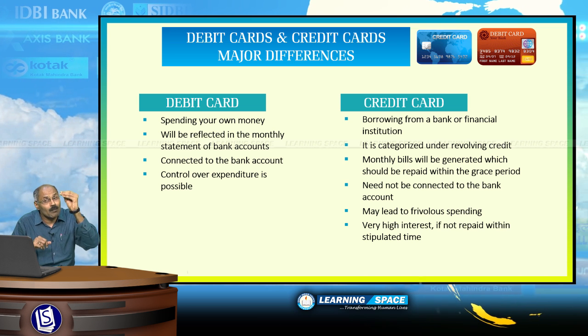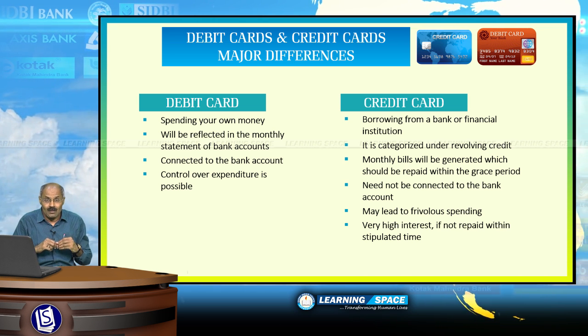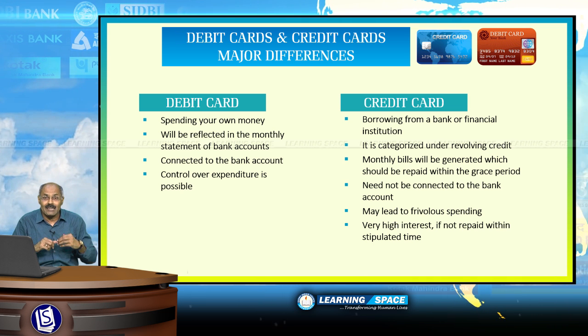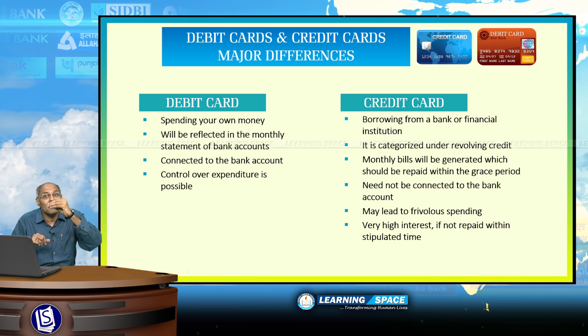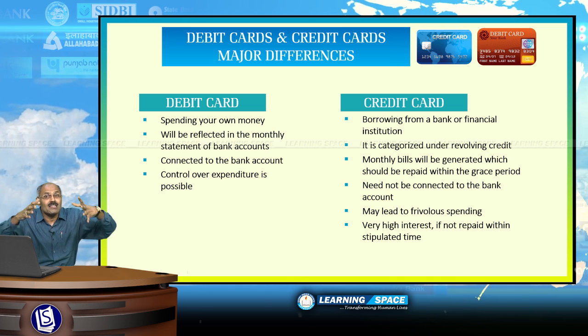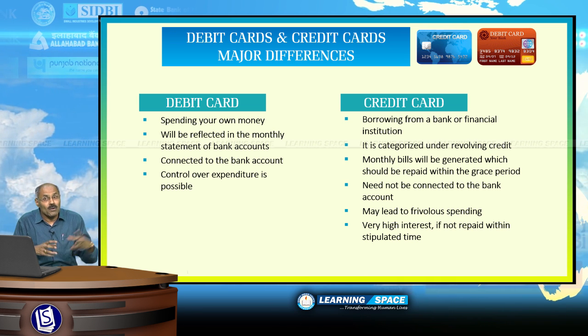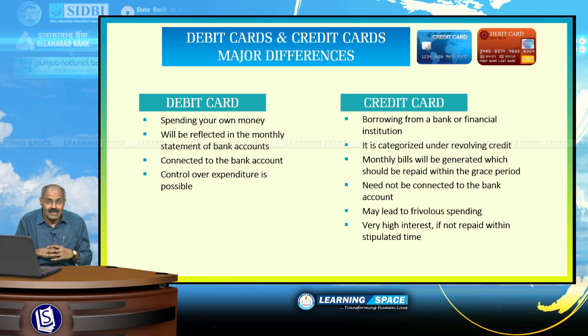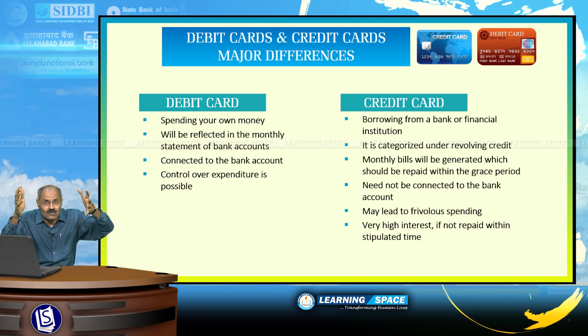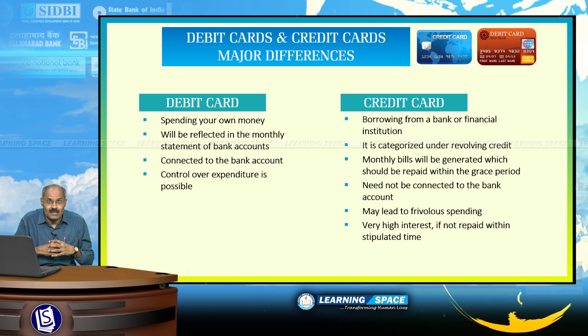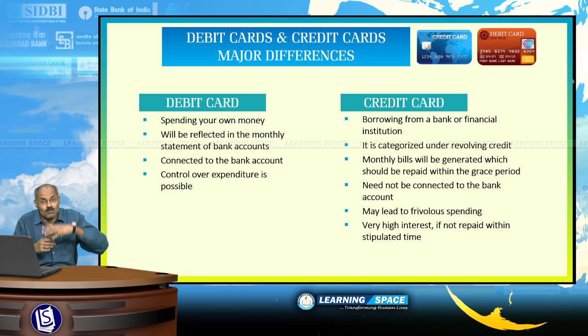It is accessing the bank's funds and monthly bills will be generated. You will be given a grace period. You have to pay back within the grace period. If you are not able to pay back within the grace period, you have to pay heavy interest, maybe around 36%, right. That is most important.